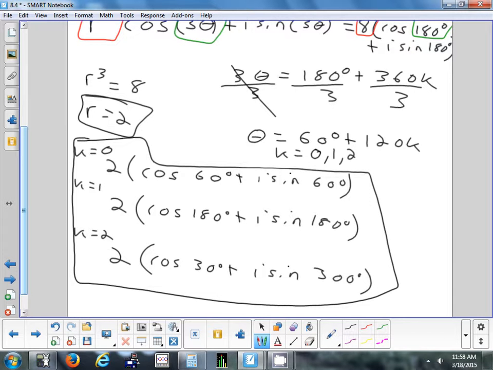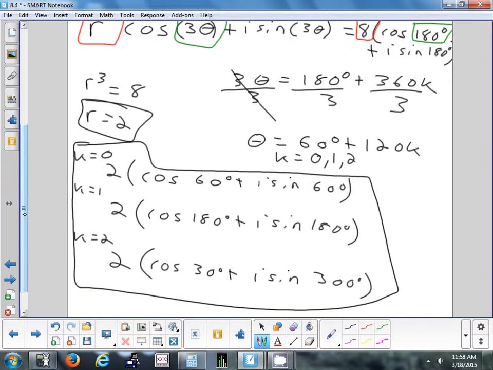in trig form. If they wanted it done out, take the cosine of 60, multiply it by 2. Take the sine of 60, multiply it by 2. You have to distribute that number to each one. The second one is going to come out very nice. It's a quadrantal angle. Okay, any questions on that one?